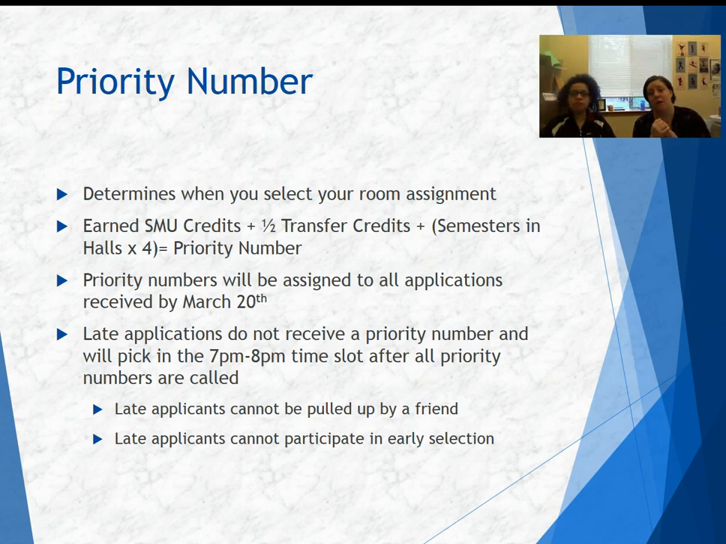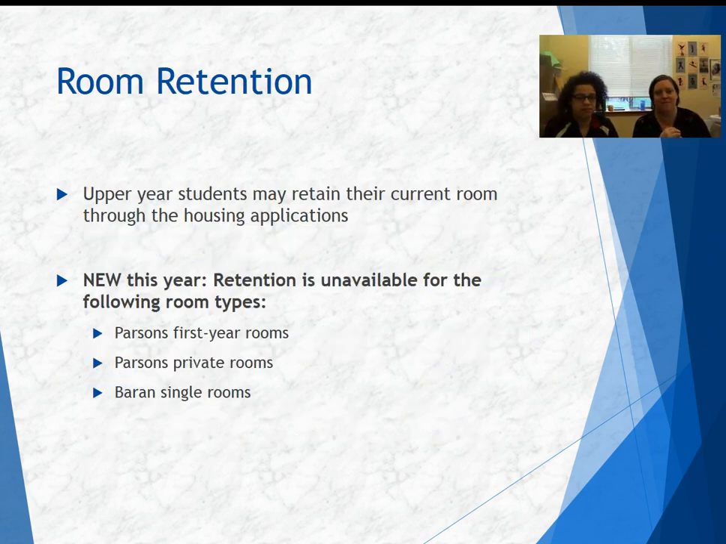So this is why it's really important that you not only look out for yourself in getting your priority number and filling out that contract on time, but also all your friends, and make sure you've crossed all your T's and dotted all your I's. And you wouldn't be able to participate in early selection, obviously. So that's something to think about.